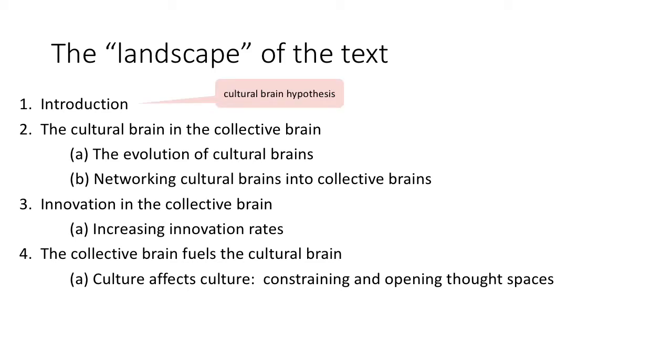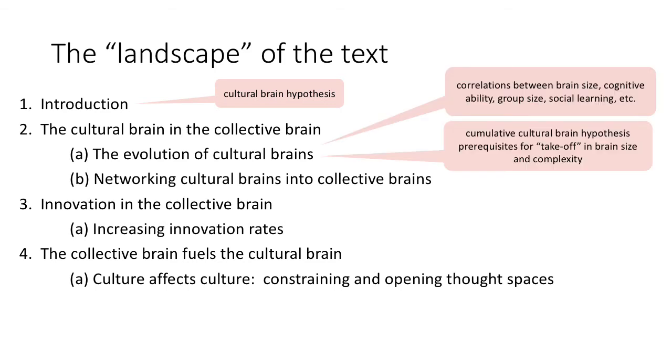Okay, well, the cultural brain hypothesis is important. In terms of the collective brain, there are correlations between brain size, cognitive ability, etc., those first details that we saw. And then secondly, there was that set of prerequisites in order for human social learning to take off, so to speak. And then that final section about the collective brain fueling the cultural brain had to do with IQ and IQ tests, amongst other things.